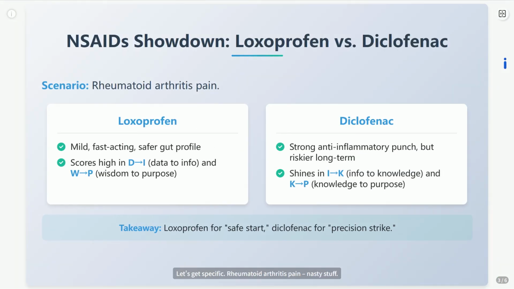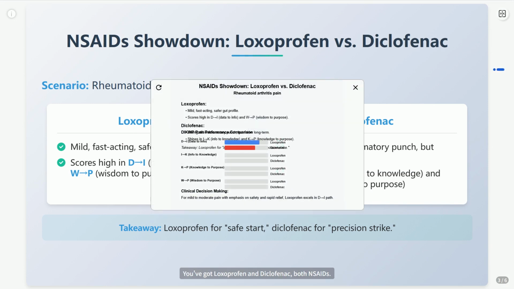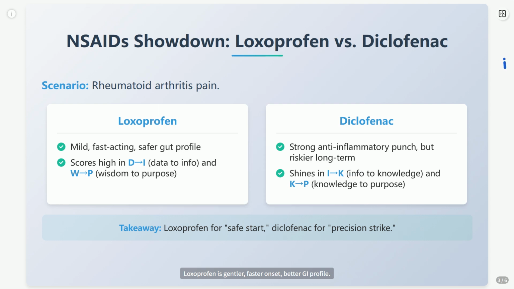Let's get specific. Rheumatoid arthritis pain, nasty stuff. You've got loxoprofen and diclofenac, both NSAIDs. Diclofenac hits hard, great for severe inflammation, but carries higher cardiovascular and GI risks. Loxoprofen is gentler, faster onset, better GI profile. How does DIKWP help choose?